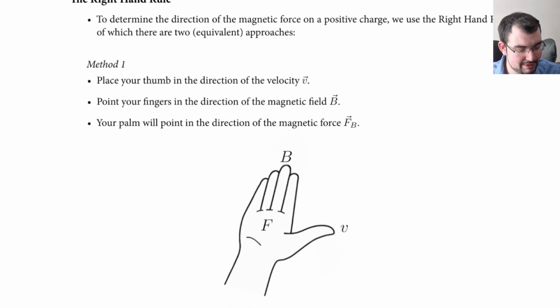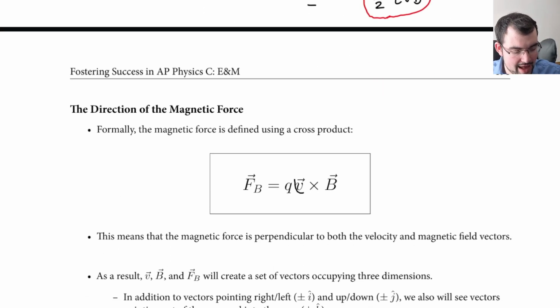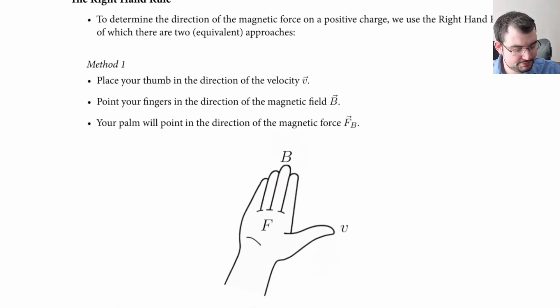I like this one. This has to be your right hand, by the way, because there's going to be two choices. Because we know that if V is in the X and B is in the Y, FB is in the Z, but there's actually two options. It could be plus Z or minus Z. So this helps you pick the right one.